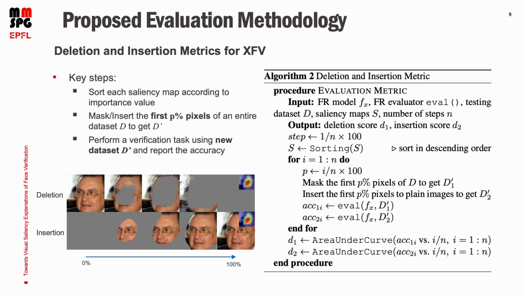For the insertion metric, we take a complementary approach by inserting the most important pixels into a plain image. But in principle, we perform similar procedures as the deletion metric.